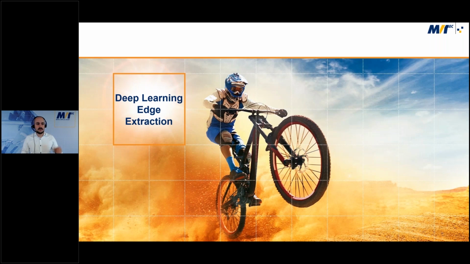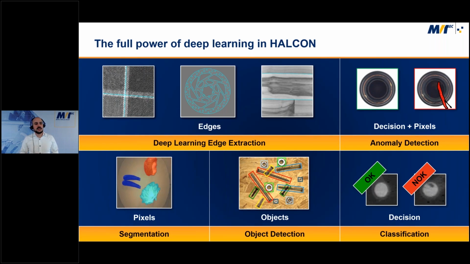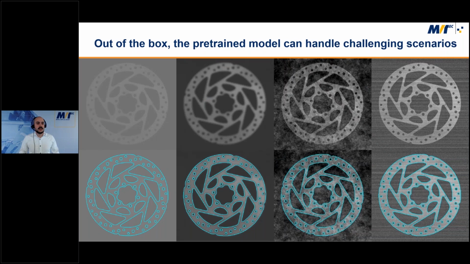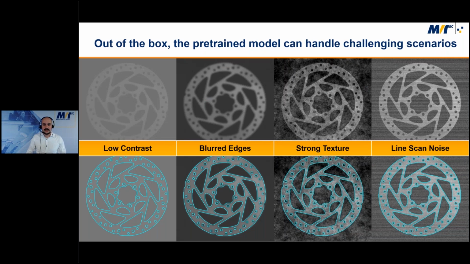Good. Enough about Deep OCR. Let's move on to another feature. This one is a real deep learning feature. It's called deep learning edge extraction. This deep learning edge extraction adds to the functionality we have with deep learning. So besides anomaly detection, semantic segmentation, object detection, and classification, this is a new functionality which is available in the deep learning module. So what are use cases?